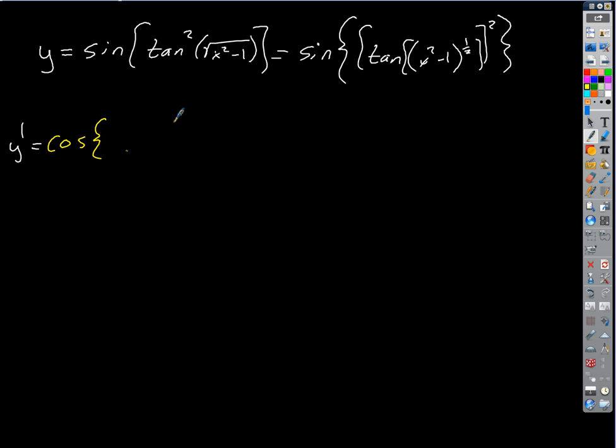So the first layer is cosine of all that stuff, right? Of all that stuff in there. I guess I better write it. There's gonna be a lot of writing. Cosine of tangent, right? Okay, times, what's the next layer?